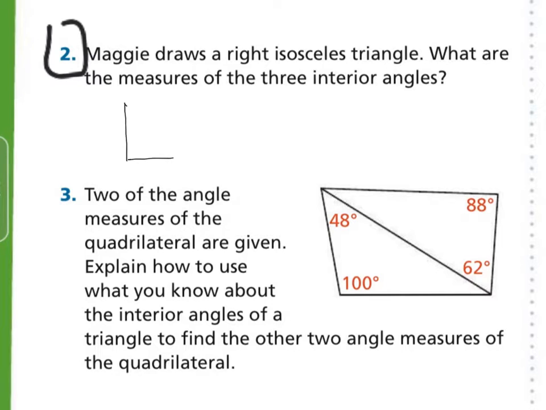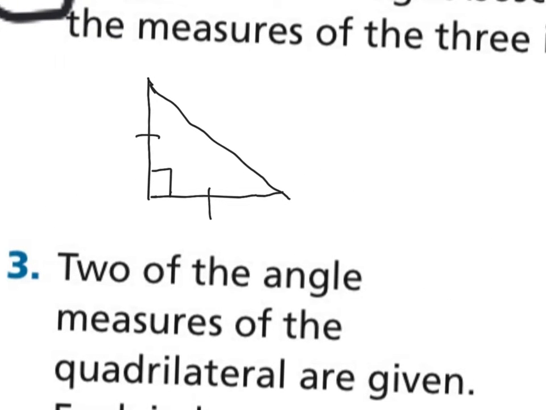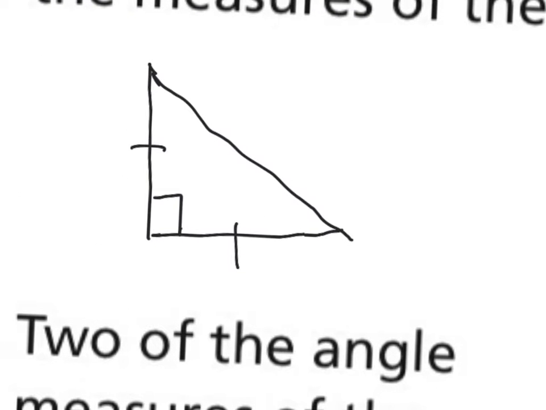So what I'm going to do is start by drawing a right angle. And actually, the only way for me to have an isosceles triangle and to have a right angle is if the sides that are next to or adjacent to that right angle are the same length. So if those sides are the same length, we can create our triangle here.